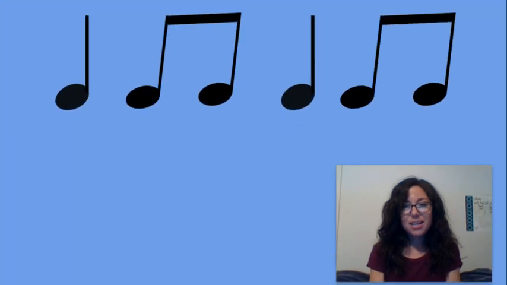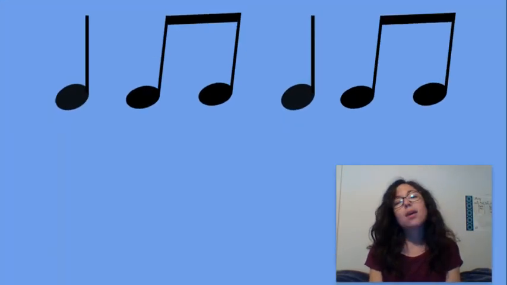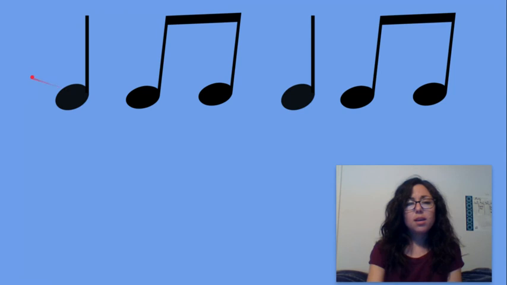Now we're going to take a look at this rhythm above me, and we're going to figure it out so that we can clap it. So if you look at the very first note, you should see that that is a quarter note. And as we said, a quarter note gets one beat of sound. So it gets the one and the and under it. And remember, I like to put a plus sign.